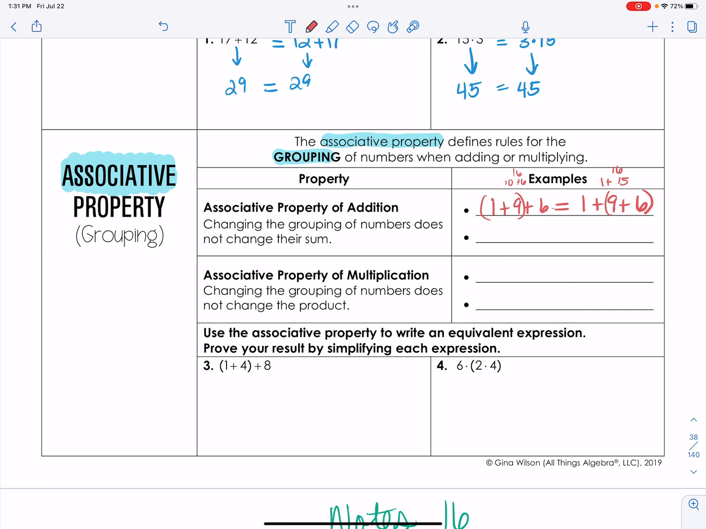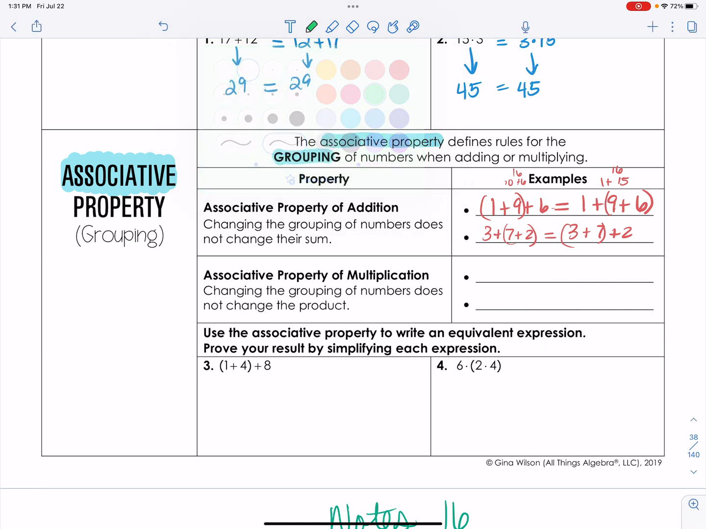If I did another one here, 3 plus 7 plus 2, and 3 plus 7 plus 2, I didn't change the order. I'm just going to change where the parentheses are. On the first one, I would do 7 plus 2 is 9, and then 3 plus 9 is 12. In the second one, I would do 3 plus 7, which is 10, and 10 plus 2 is 12. So you get the same answer. I'm not changing the order, just where the parentheses are.